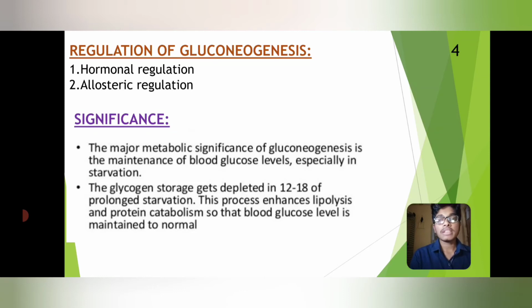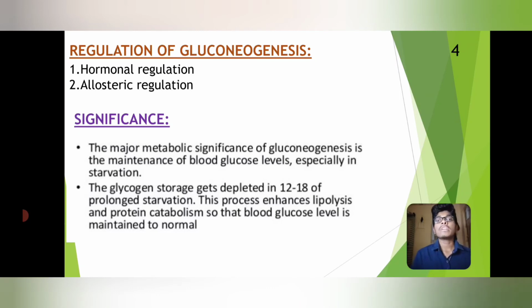Second, allosteric regulation. Pyruvate carboxylase is an allosteric enzyme. Acetyl CoA is its activator. Supply of glucose and fatty acid oxidation generates acetyl CoA. This in turn activates gluconeogenesis. Fructose 1,6-bisphosphatase is another allosteric enzyme.